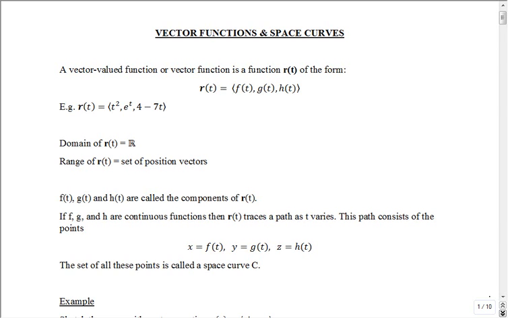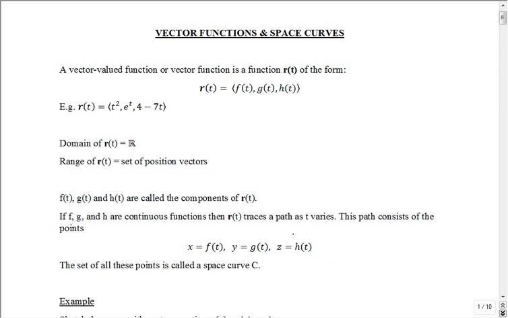Okay, so what is a vector function? It's a function r of t. It's a vector, so it's in bold, of the form as follows. And so I gave you an example there. The domain is R and the range is just a set of position vectors. f of t, g of t, h of t are the components of the vector function.